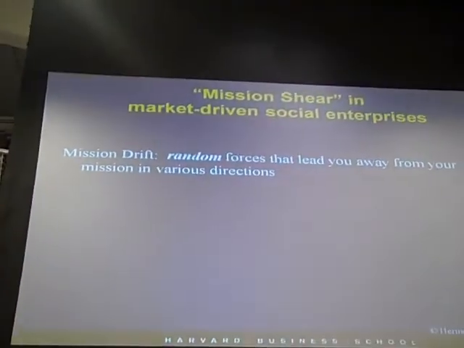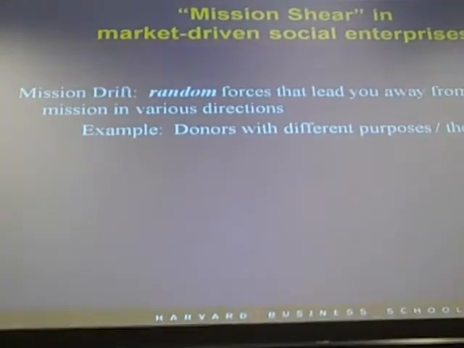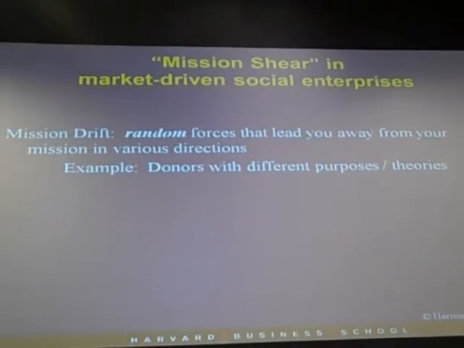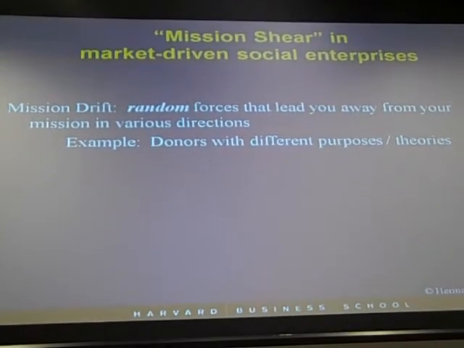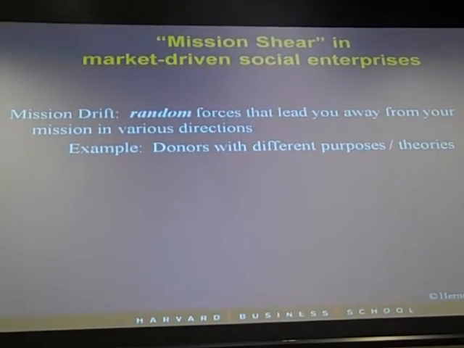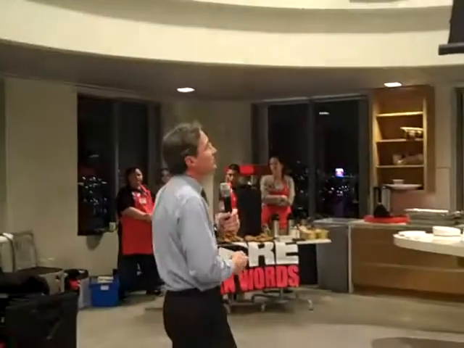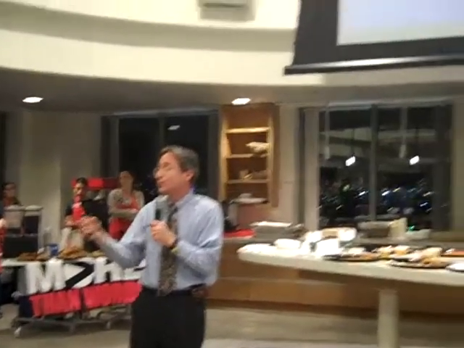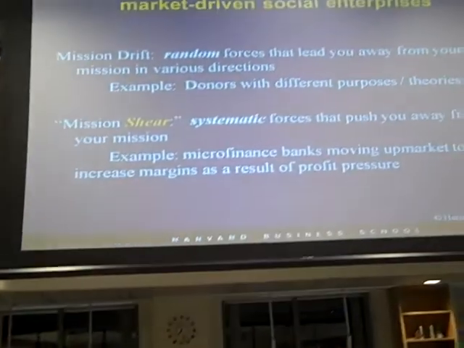So the key notion is mission drift would be random forces that are pushing you one way or another. An example is donors who come into the enterprise and say, well, that's all very well and good what you've been doing, but we think it would be better if you did something else. And they in effect nominate a different mission, and many organizations follow that for need of funding. Mission shear is a systematic force that's pushing you away from what you really intended to do. So I'll give you an example of what that might look like.